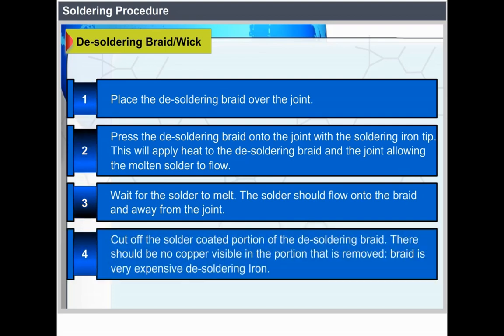Cut off the solder-coated portion of the desoldering braid. There should be no copper visible in the portion that is removed. Braid is a very inexpensive alternative to a desoldering iron.